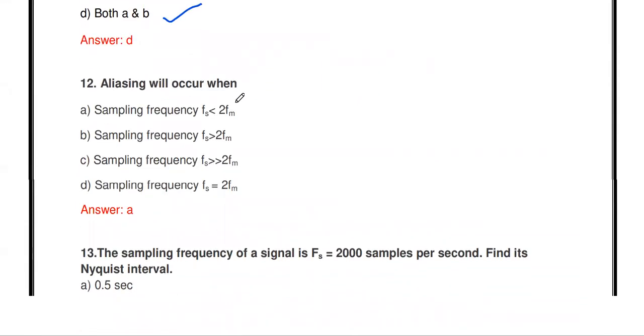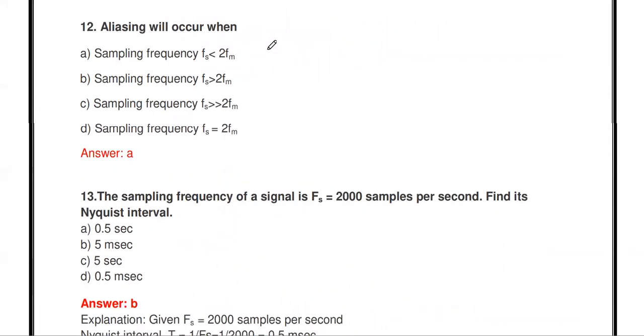Okay, the next question: in which condition will aliasing occur? If you select Fs less than 2 fm, Fs greater than 2 fm, Fs very much greater than 2 fm, or Fs equal to 2 fm. So Fs less than 2 fm. In that condition only the aliasing will occur. For Fs greater than, very much greater than, or equal to 2 fm, the aliasing will not occur.